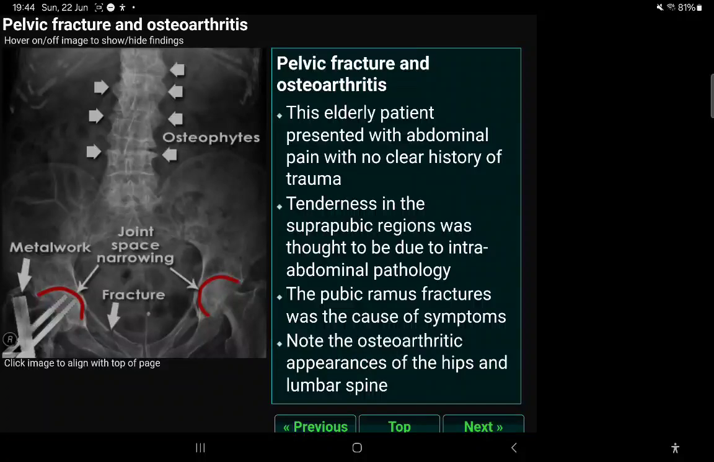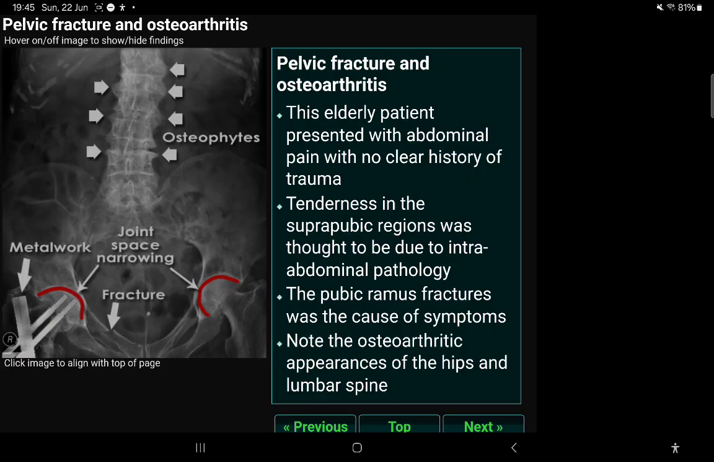Osteoarthritic changes in the appearance of the hip and lumbar spine. And an elderly patient who has osteoporosis is prone to fracture from minor trauma. You have to consider this.